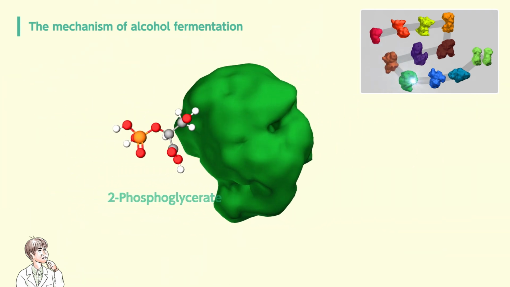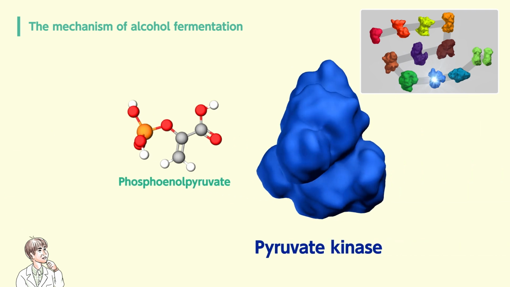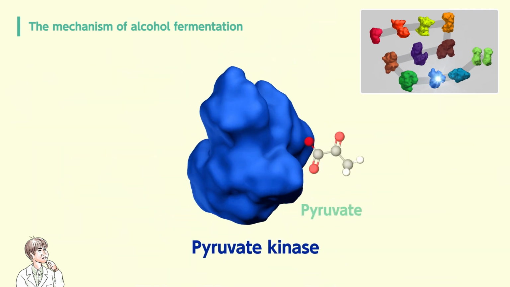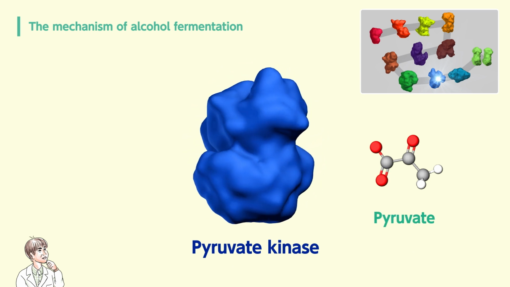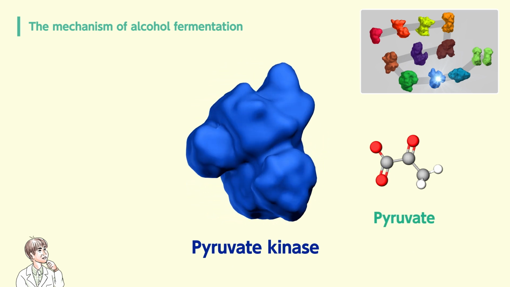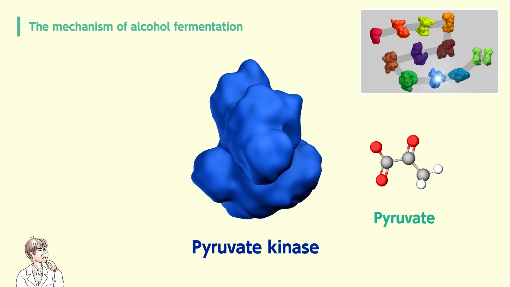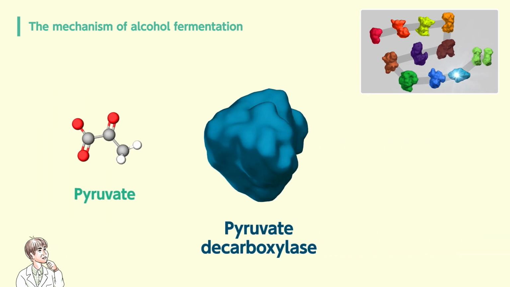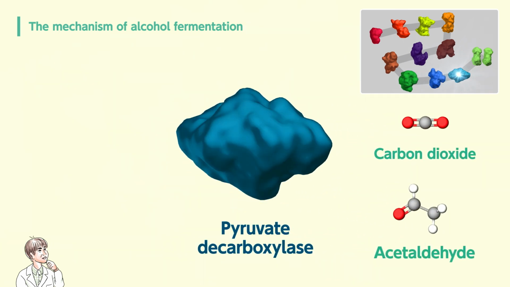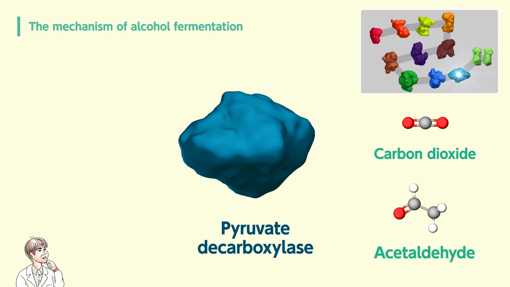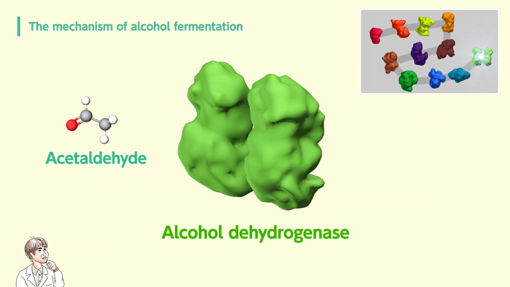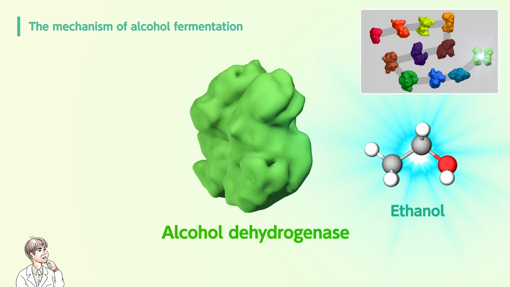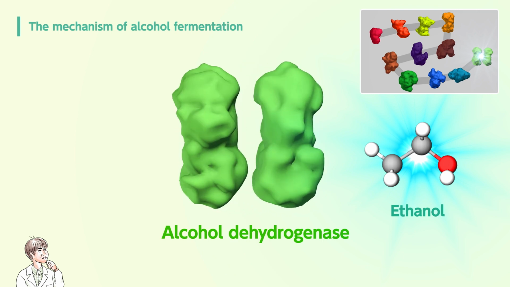Pyruvate, a key intermediate for ethanol production, is generated from phosphoenolpyruvate, completing the glycolysis. After this, we'll finally observe ethanol generation by a two-step enzyme reaction. First, as you can see, carbon dioxide and acetaldehyde are generated from pyruvate. Now, we move on to the final stage. Ethanol is produced from acetaldehyde, which completes the alcohol fermentation.